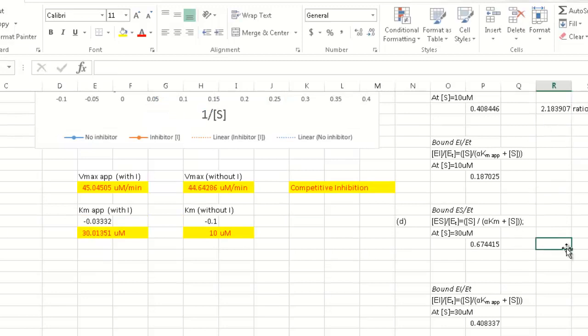What about the ratio here at 30 micromolar substrate concentration? The ratio here is 1.65. So that means that for 1.65 molecules of enzyme substrate, there is 1 molecule that is in the form of enzyme inhibitor. Let's look at problem number 3 here.